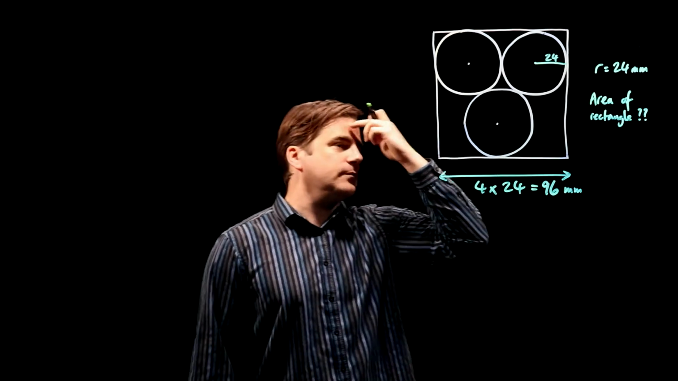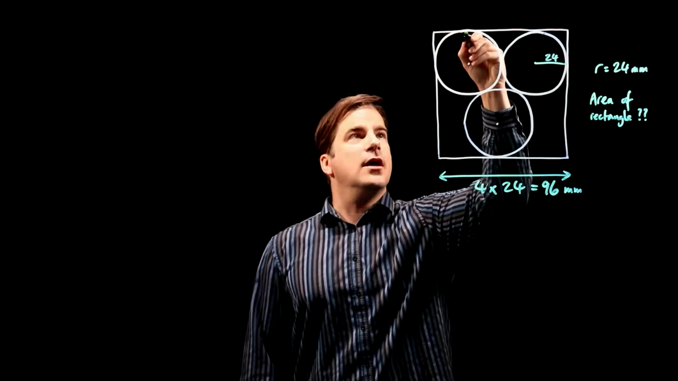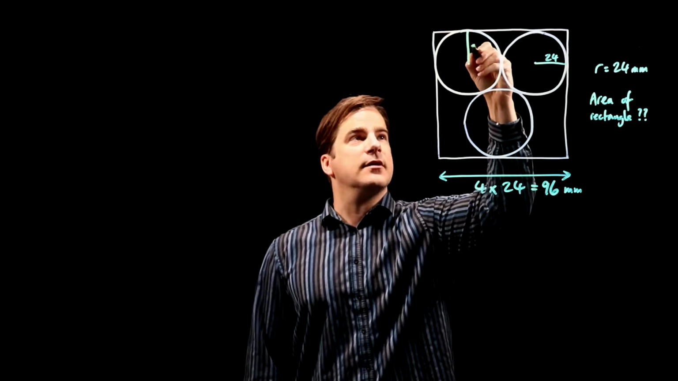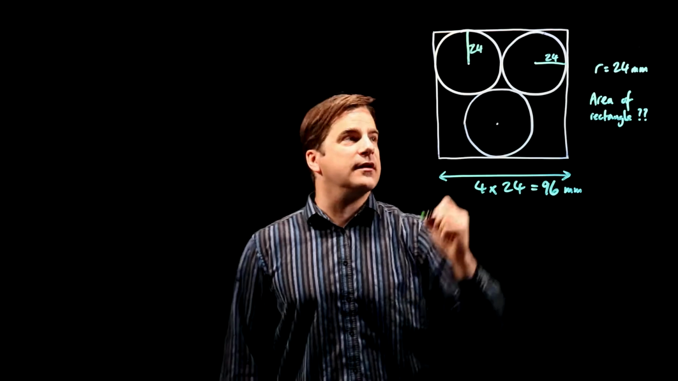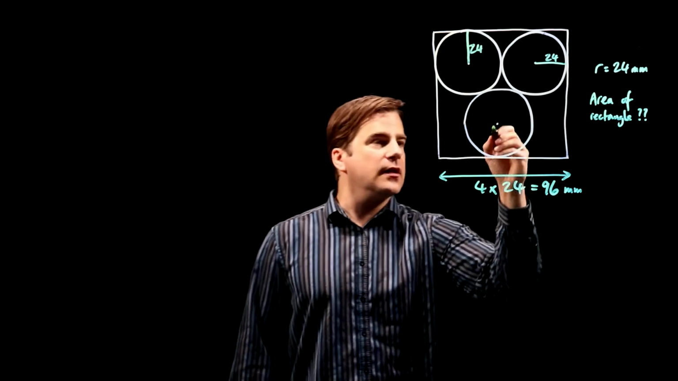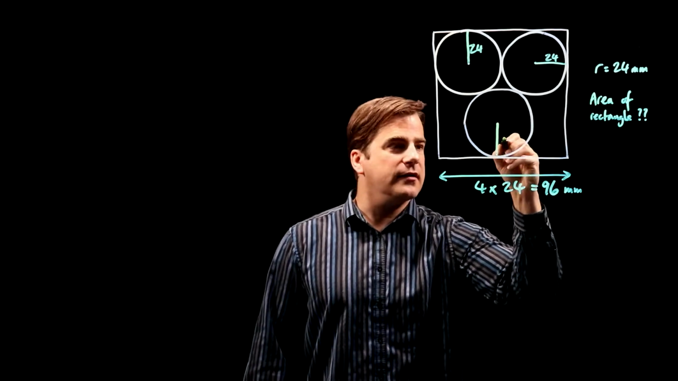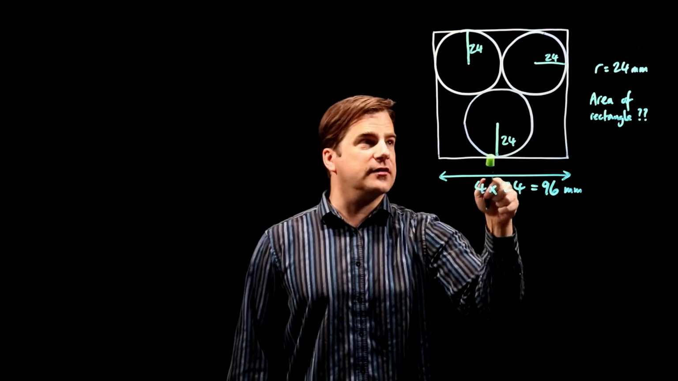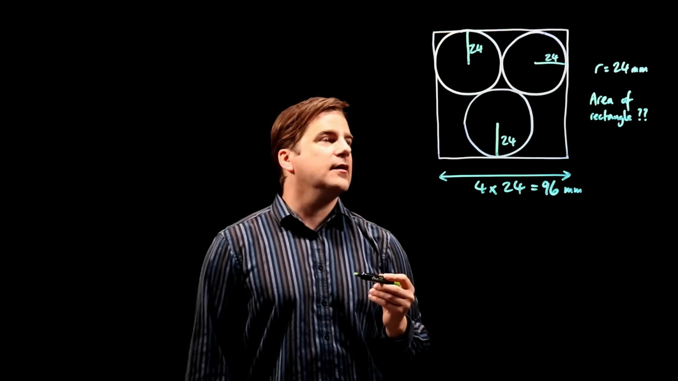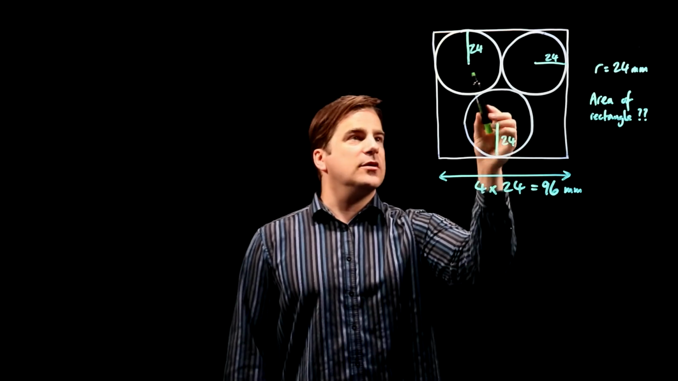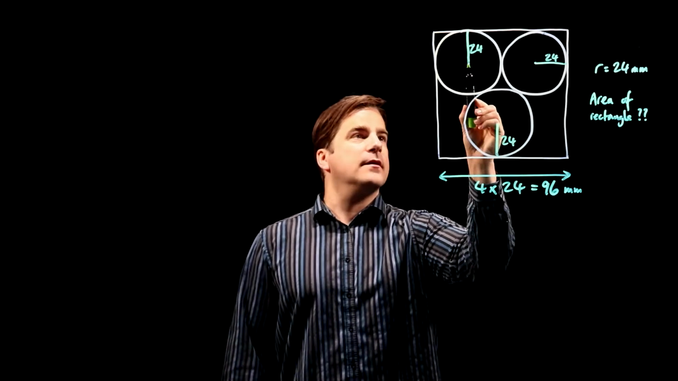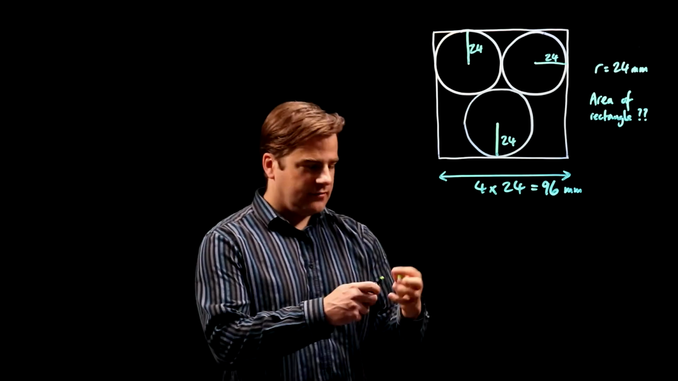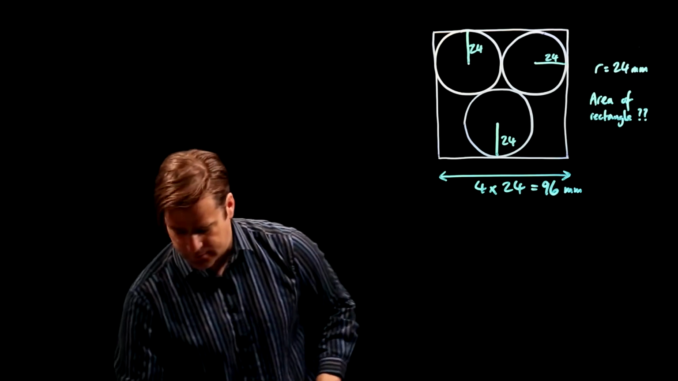So we know that from there to there, okay, is 24 because it's the radius of the circle. Likewise, from there to there is also 24, okay? And both of those are vertical, right? So the question is, what's the distance from here to here? So let's use a different color.